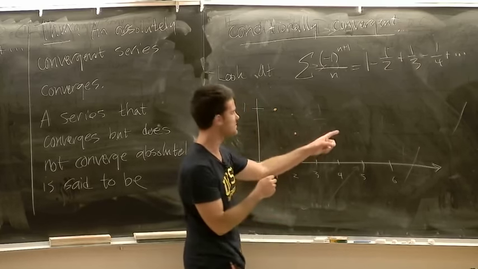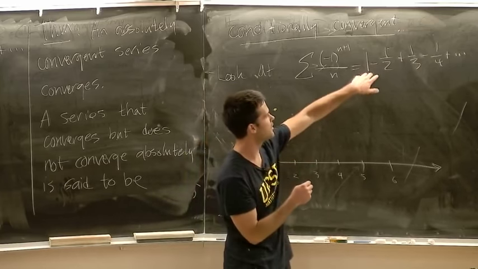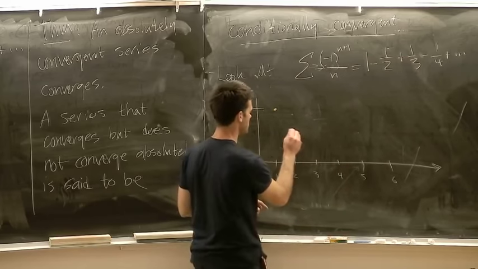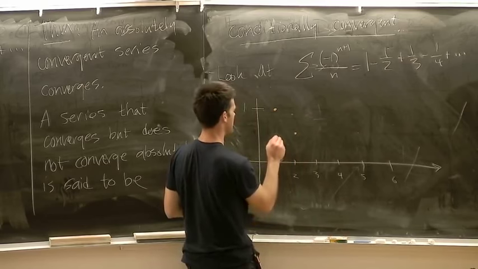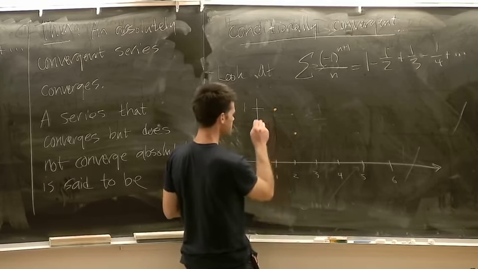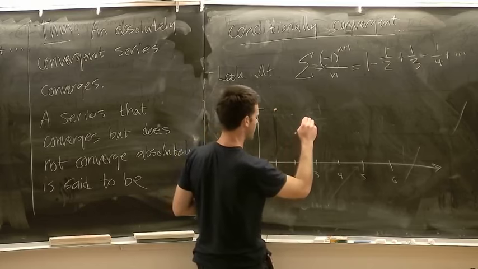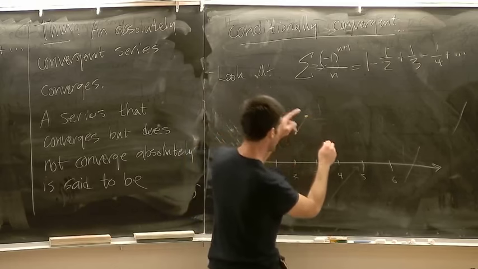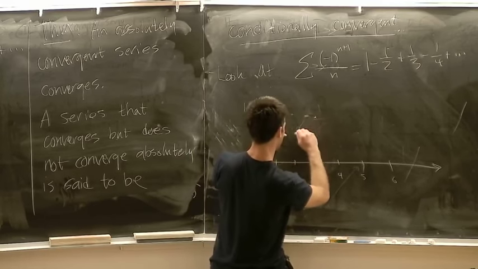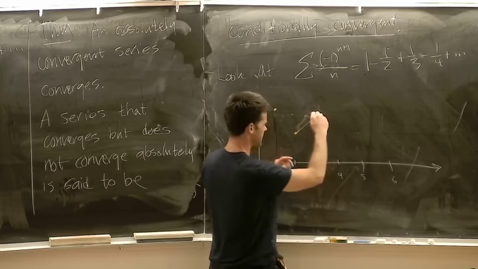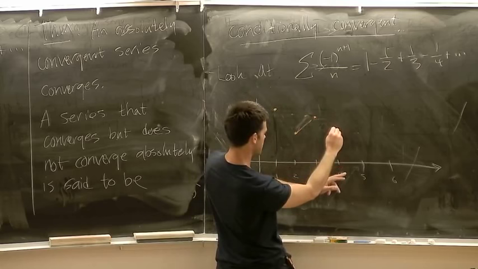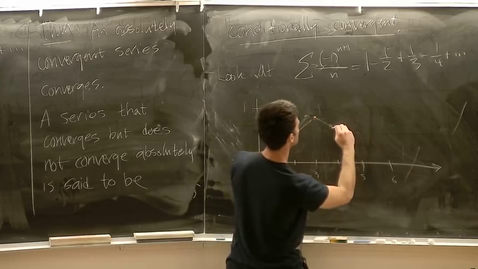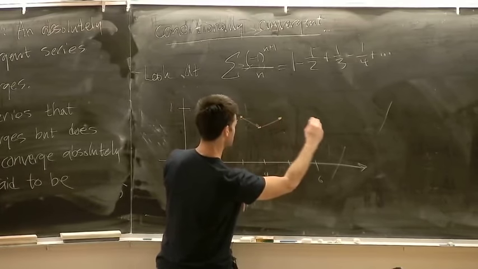I'm plotting the partial sums, by the way. So the next one will be 1 minus 1/2 plus 1/3. So I now go up 1/3 from here. I started by going up 1 and then down 1/2. Now I go up 1/3, which should be about right there. Now I'm going to go down 1/4, which is going to be right about there. And now go up 1/5. Now down 1/6.